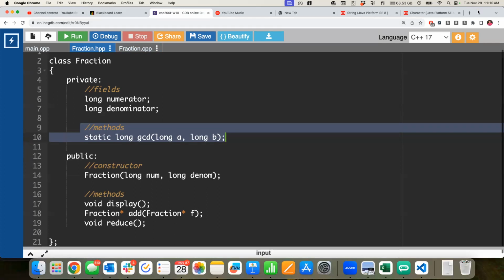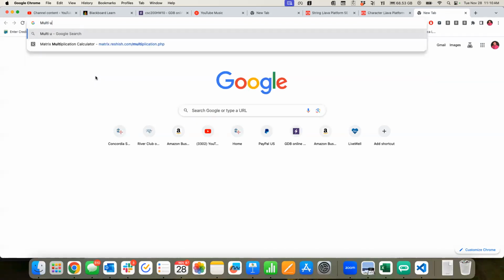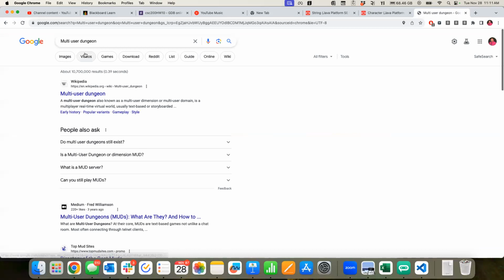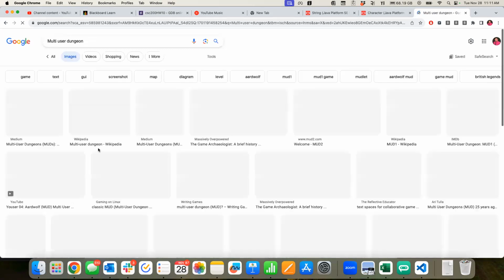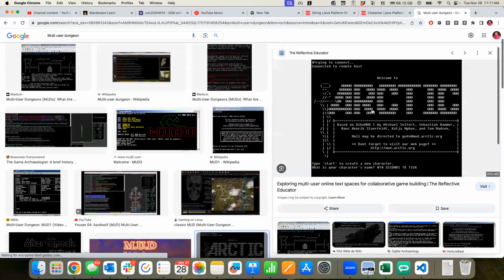All right. So let me show you. How many of you have ever heard of a type of computer game known as a MUD, a multi-user dungeon? Anybody heard of that before? Something that looks like this. Make that bigger.